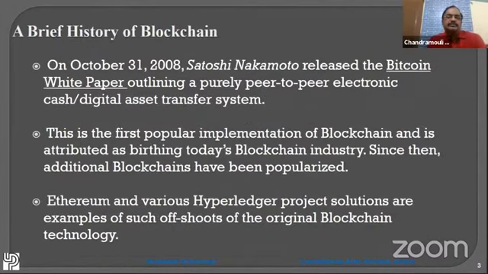So when you talk about a brief history of blockchain, very recently, just 12 years before, on October 31st, 2008, Satoshi Nakamoto released a paper called peer-to-peer electronic cash. There he was introducing the concept of P2P, and he was also talking about how it can be used for blockchain and Bitcoin. That actually lays the foundation of the blockchain. As we already discussed, Ethereum and Hyperledger are also getting very famous. They are all examples of offshoots of the original blockchain technology.